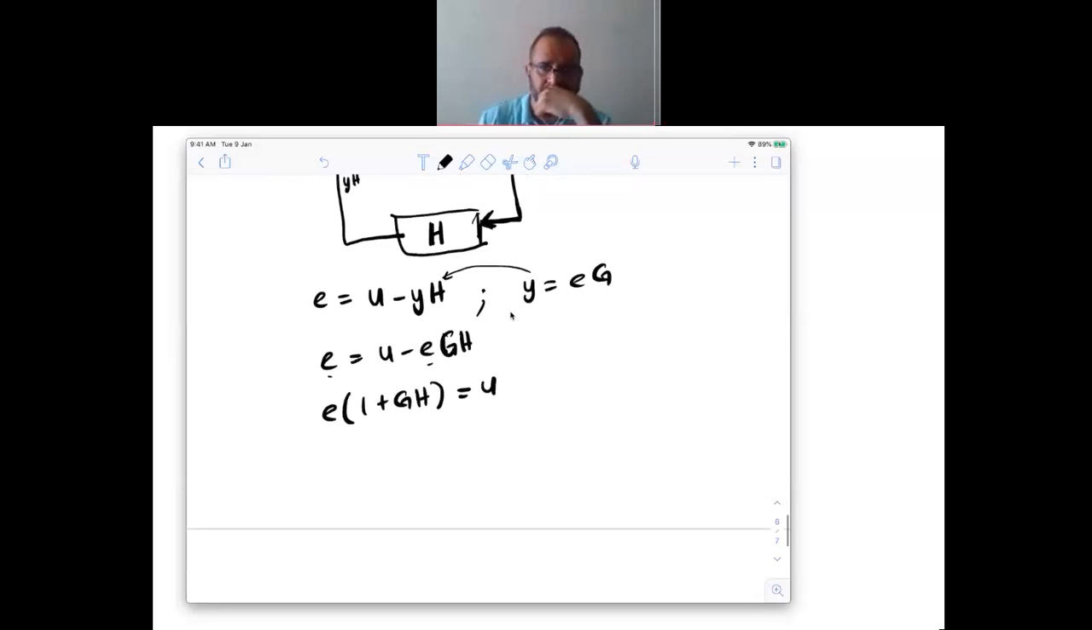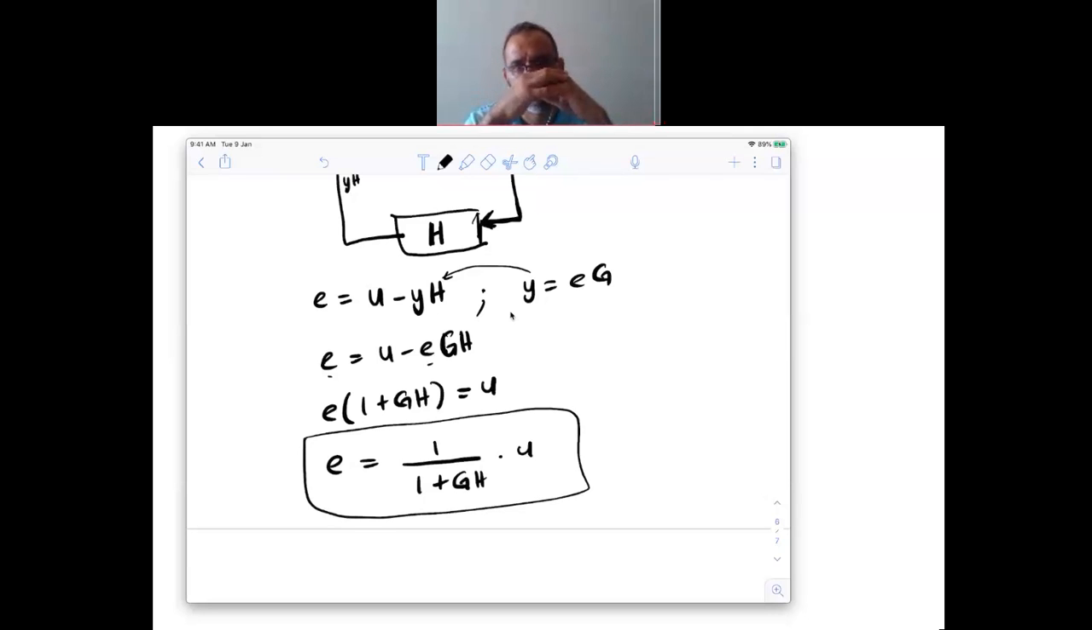Then if I transfer that 1 plus GH into the other side of my equation, it's going to be divided, isn't it? Okay, 1 over 1 plus GH. So then I get my error equation. Error is equal to 1 over 1 plus GH multiplied by U. Okay, that is the equation for error in terms of closed loop system.